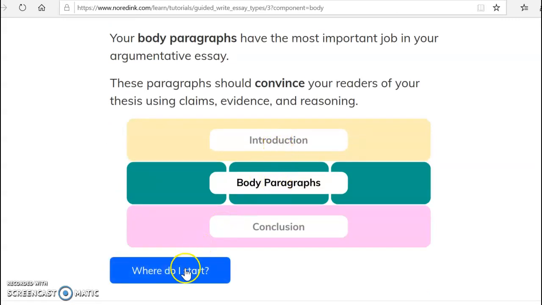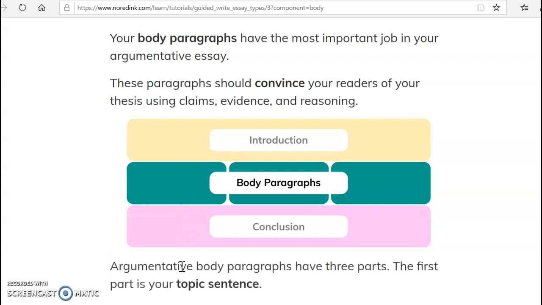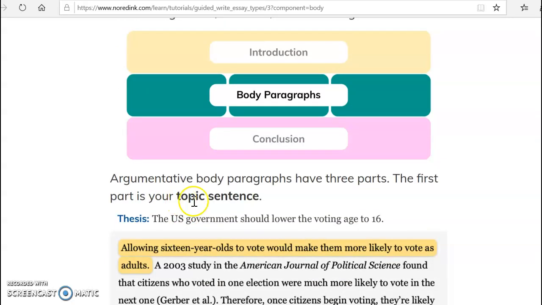You're going to write your body paragraphs. It even says, where do I start? Because some of you message me and say, where do I start, Mr. Weber? How do I start my body paragraph? Make sure you watch this first. Click on where do I start? And then you're going to start with your topic sentence.